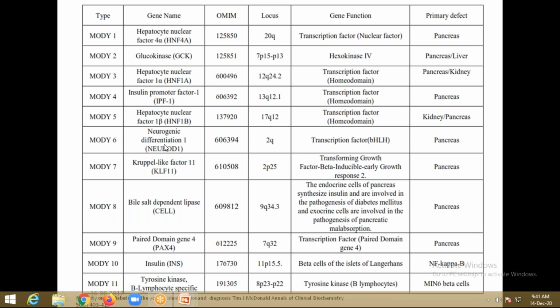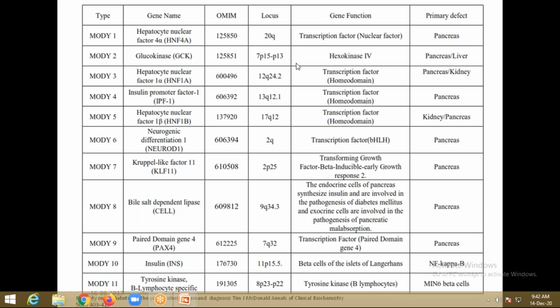And then MODY 6 is neurogenic differentiation 1. It is on chromosome number 2, and it is a transcription factor, and it is also involved in pancreatic abnormalities. Then coming to MODY 7, that is KLF11, Kruppel-like factor 11. It is on chromosome 2p25. It is a transforming growth factor beta inducible early growth response, and it also involves the pancreas. Most of them are with pancreatitis. It is about the insulin.